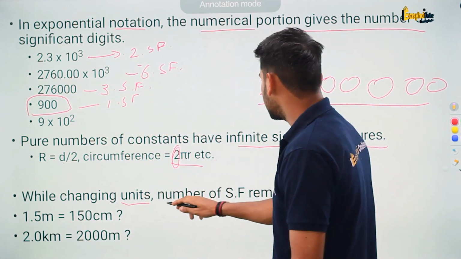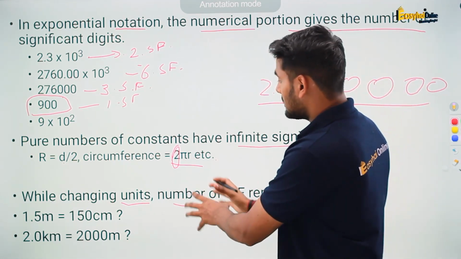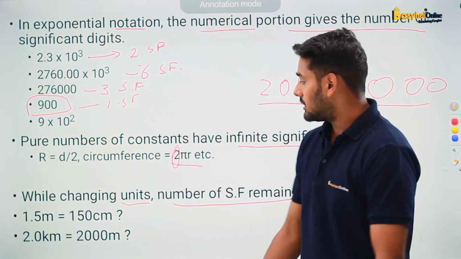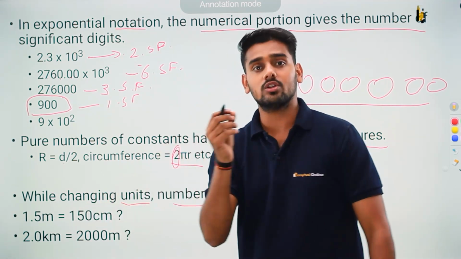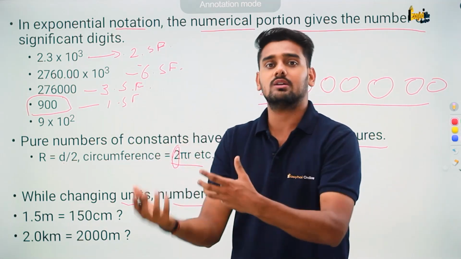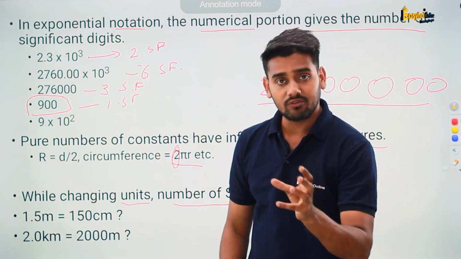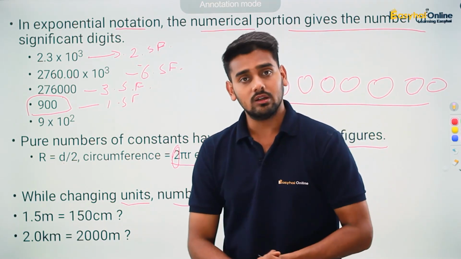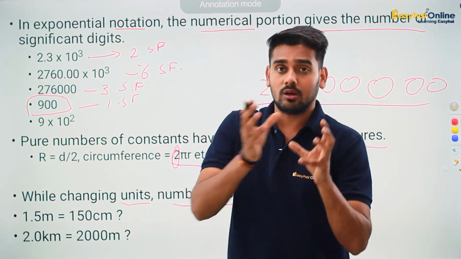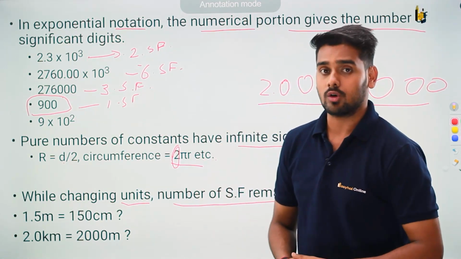Finally, while changing units, the number of significant figures remains the same. Okay, from this rule, a lot of questions also come in. So I'll give you an example as well. Here, the same thing they're telling is, whenever any units are getting changed, let's say from meter to kilometer, whatever number of significant figures there were in meter, when you convert that into kilometer, you need to make sure that the number of significant figures is the same. The number of significant figures should not change.